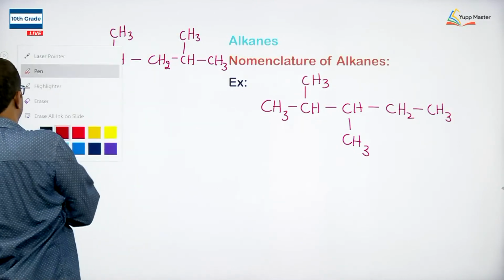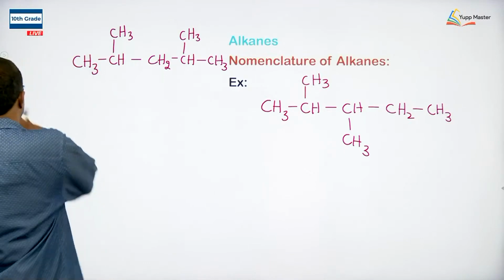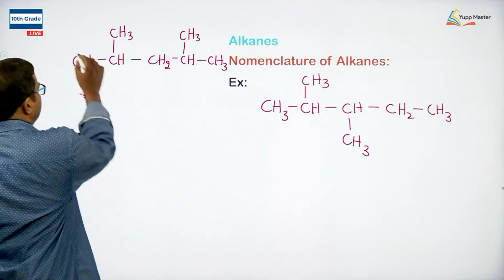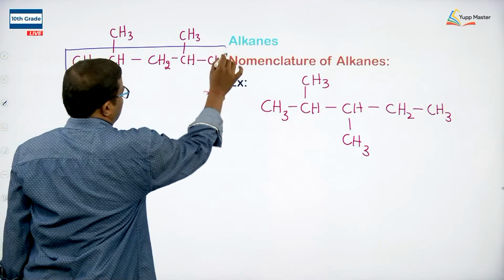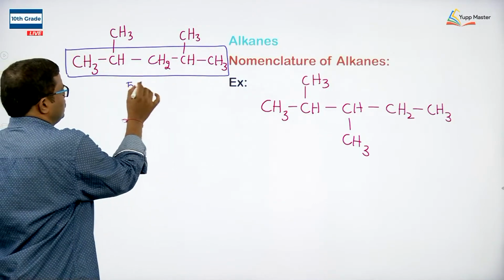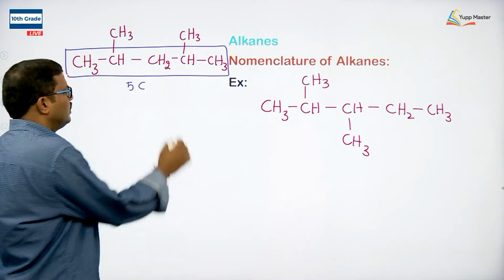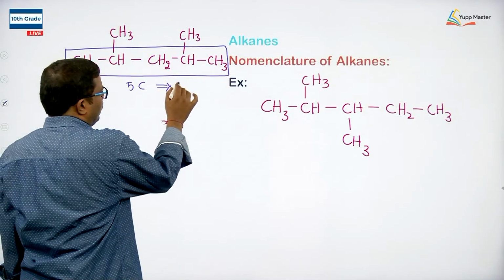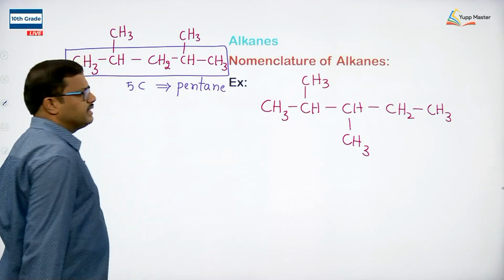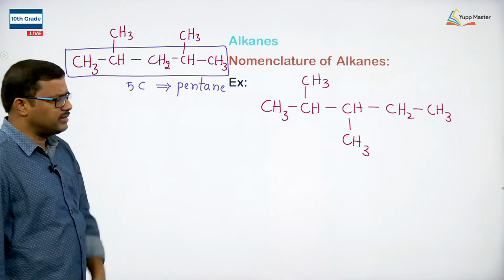In the first case, if we are going to select the longest continuous carbon chain, this will be the longest continuous carbon chain containing 5 carbon atoms. So 5 carbon atoms are present. So what will be the parent name? The parent name is pentane, because 5 carbons are present.